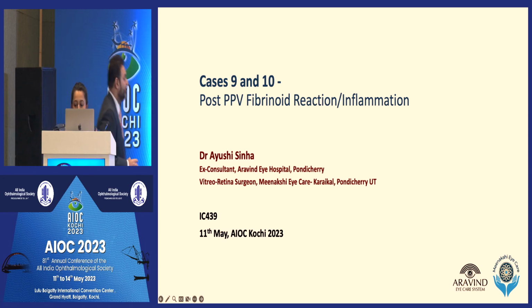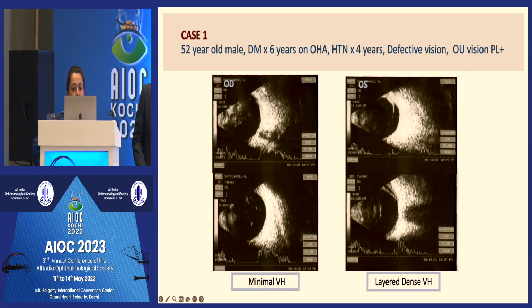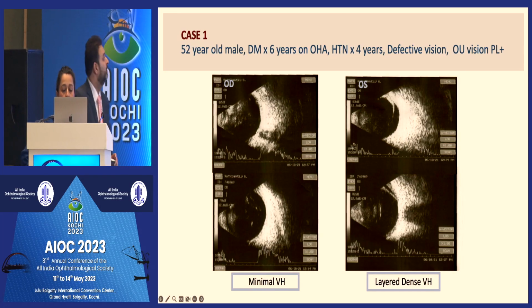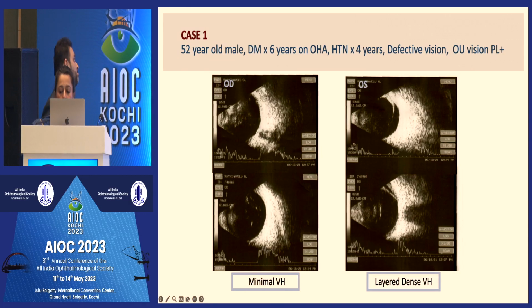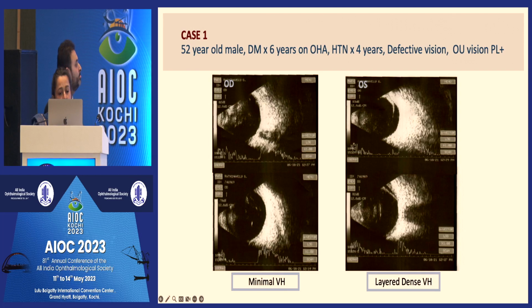Good morning everyone. So I'll quickly take you through 2-3 cases. This is case 1, a 52-year-old male, diabetic for 6 years, on oral hypoglycemics, hypertensive for 4 years, with perception of light in both eyes. This is the B scan. The right eye has minimal VH, the left eye has very dense layered VH.